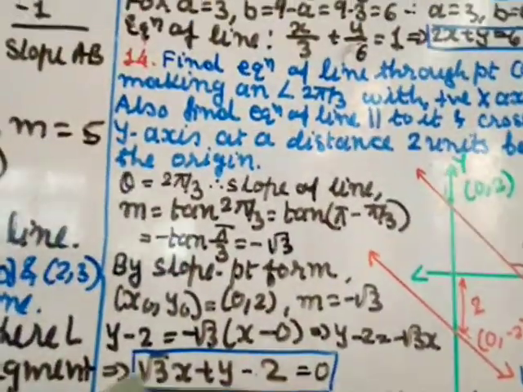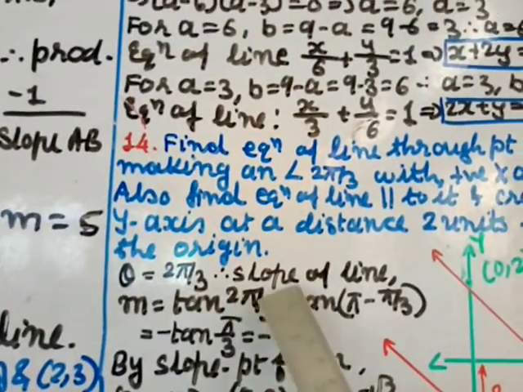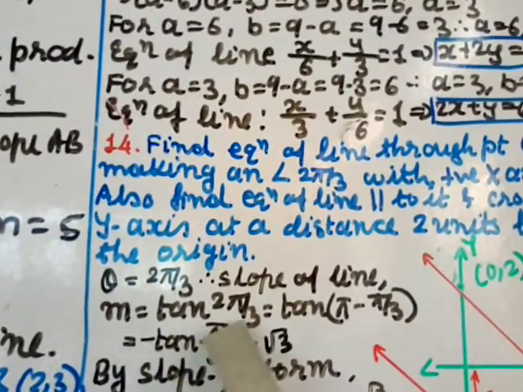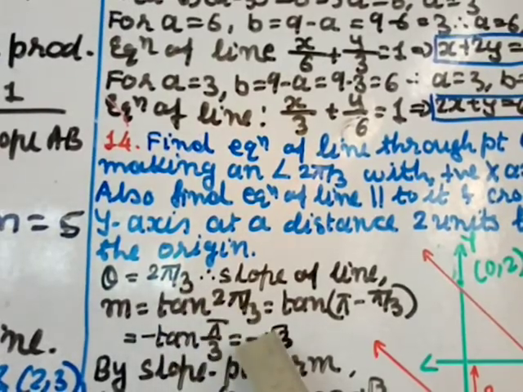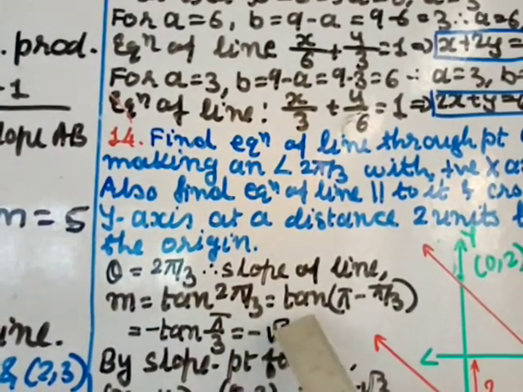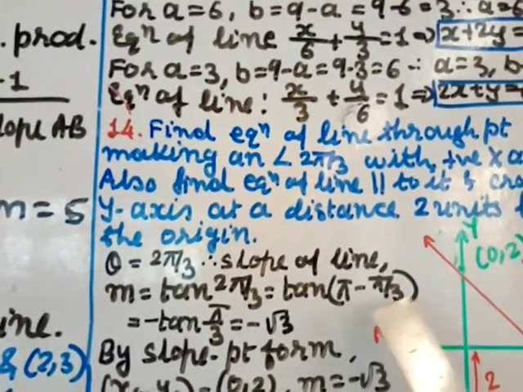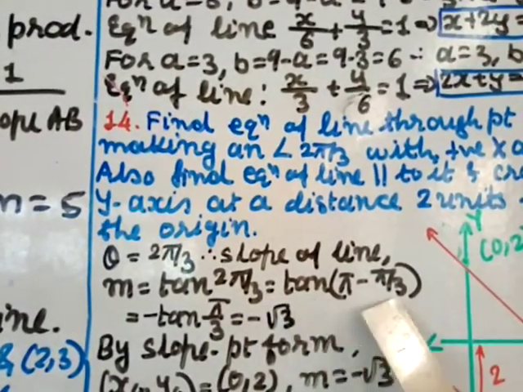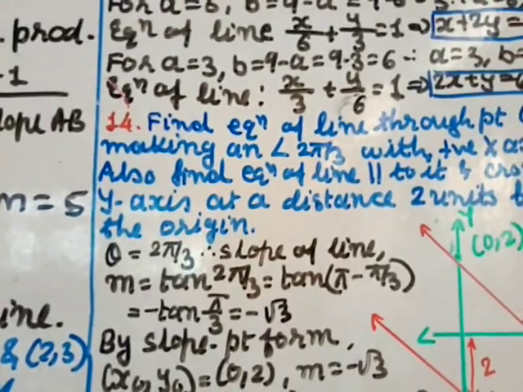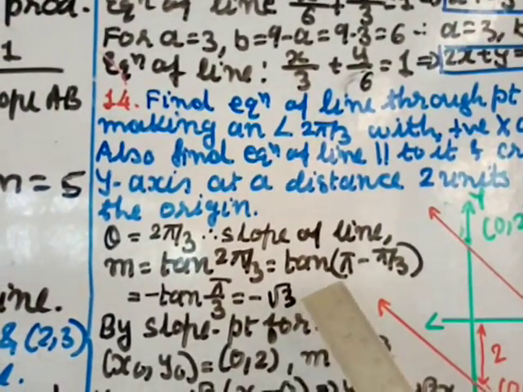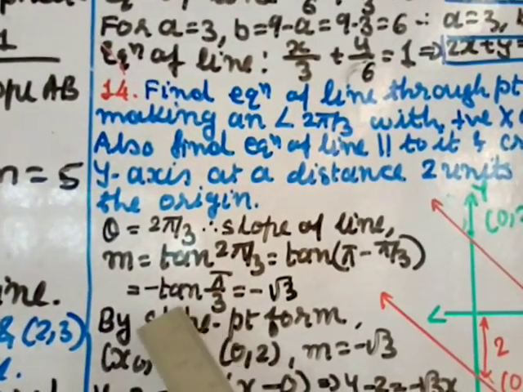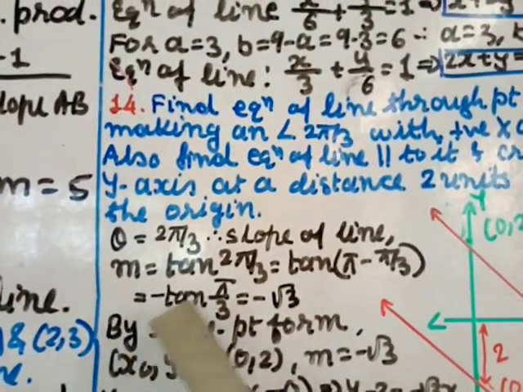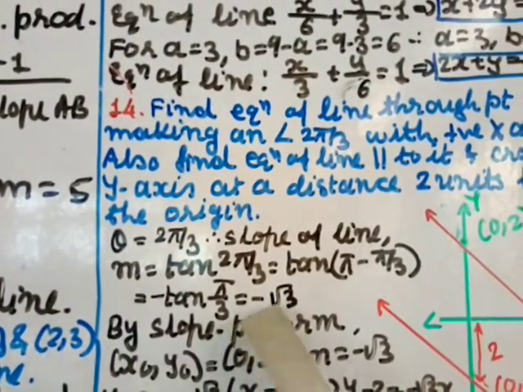Here, given theta is equal to 2 pi by 3. The slope of the line is m equal to tan theta. So tan of 2 pi by 3 can be written as tan of (pi minus pi by 3), since 3 minus 1 over 3 pi gives 2 pi by 3. Now this is the second quadrant, and in the second quadrant tan is negative. So this is minus tan pi by 3, and tan pi by 3 is root 3. So the slope is m equal to minus root 3.